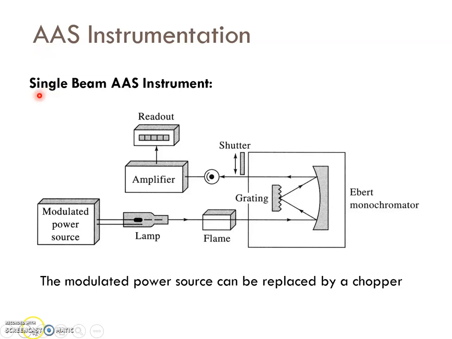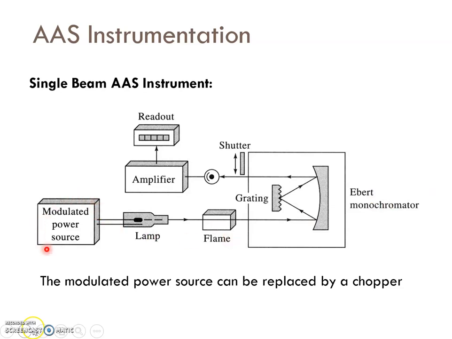Okay, so we have two types of AAS. We have single beam AAS and we have double beam. So this is single beam. From the name, single means that the beam from the lamp or from the radiation source is just one. Okay, this is the one that will pass through the sample, and this is the one that will pass through the reference or the background.